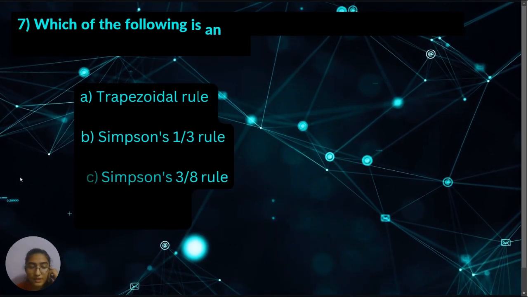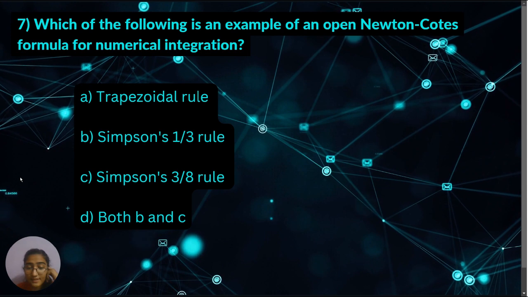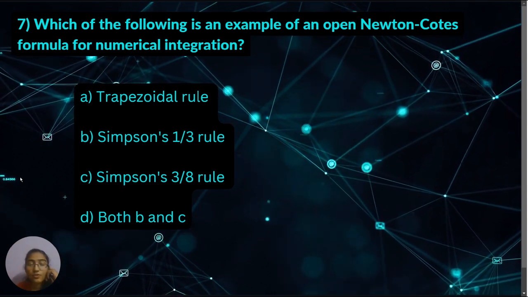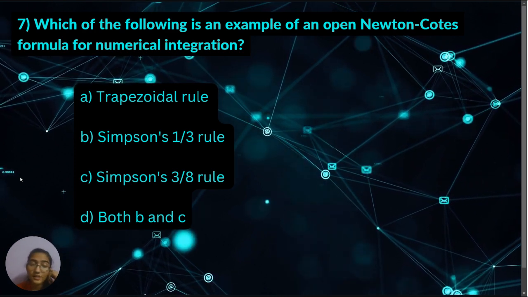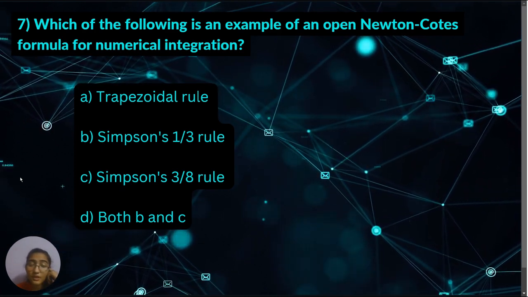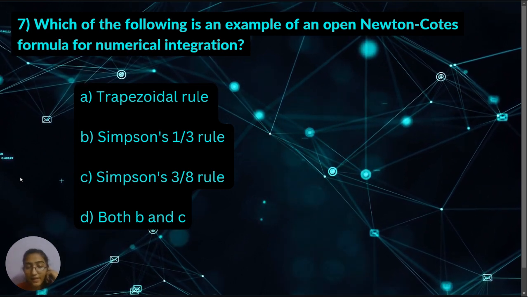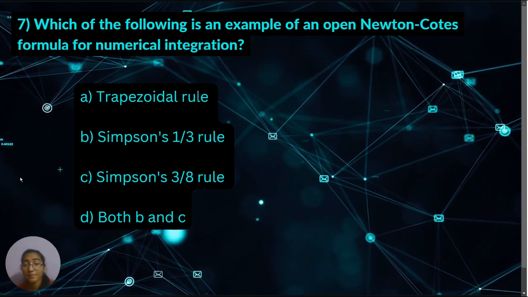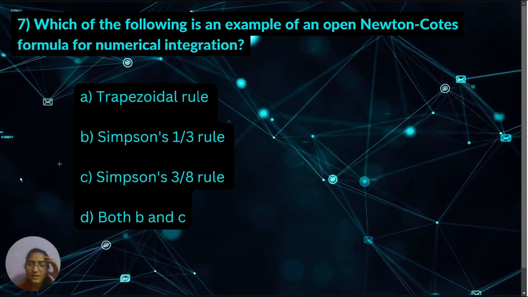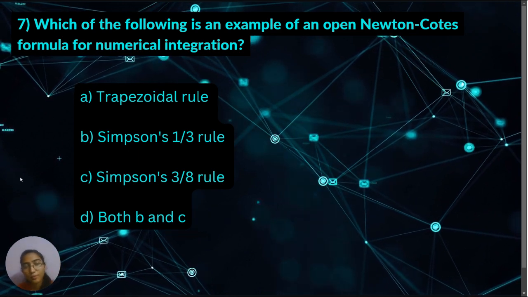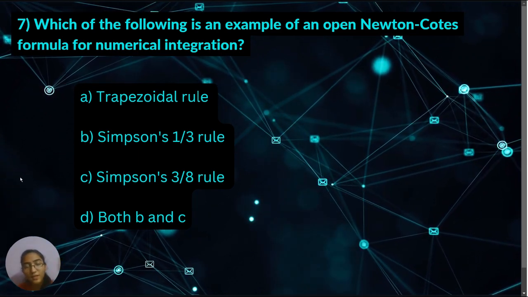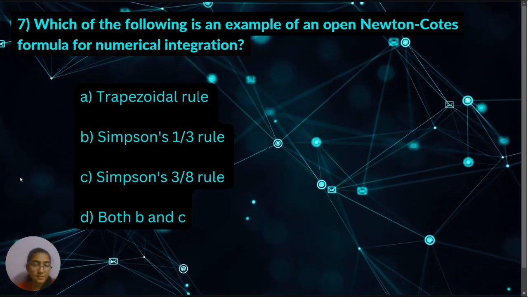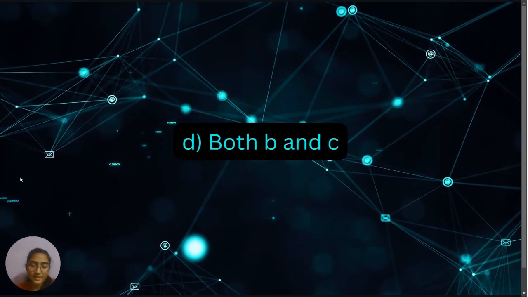So our next question is, which of the following is an example of an open Newton-Cotes formula for numerical integration? Our options are A, trapezoidal rule, B, Simpson's 1 by 3 rule, C, Simpson's 3 by 8 rule, or D, both B and C. So what is an example of an open Newton-Cotes formula? There are two types of Newton-Cotes formulas: open Newton-Cotes formulas and closed Newton-Cotes formulas. So the answer is B and C, Simpson's 1 by 3 rule and Simpson's 3 by 8 rule.